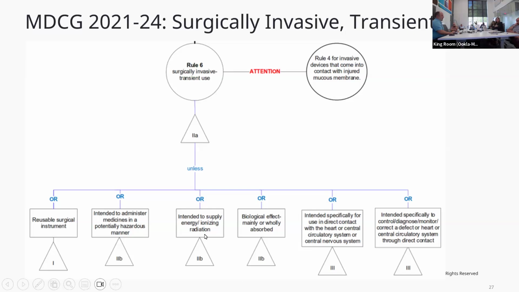If it's applying ionizing radiation, of course, we'll look at it more. If it actually touches the heart or the central circulatory system, that's where it really jumps up to class 3. Or if it's monitoring a condition of the circulatory system through direct contact. So really the circulatory system's the big one here to look out for. And we do have devices that kind of incidentally pass through the central circulatory system on their way to where they're supposed to be. That can be something to look out for.